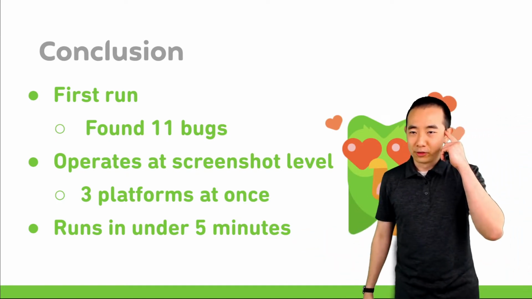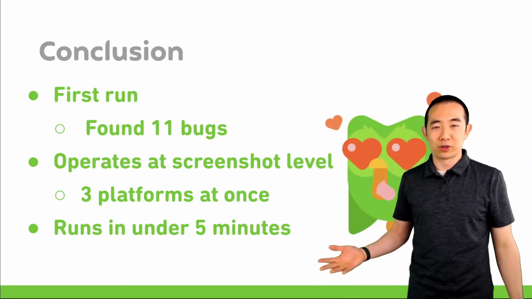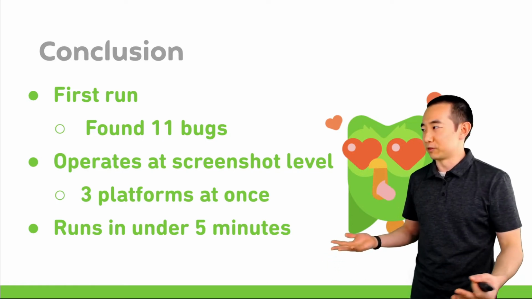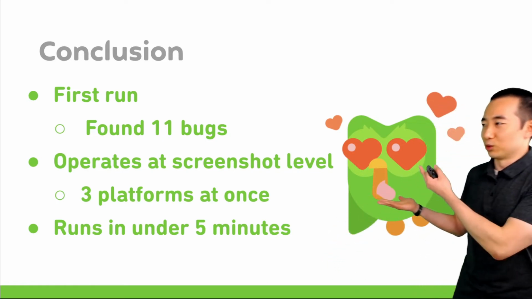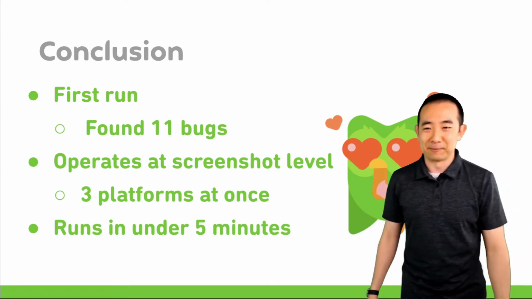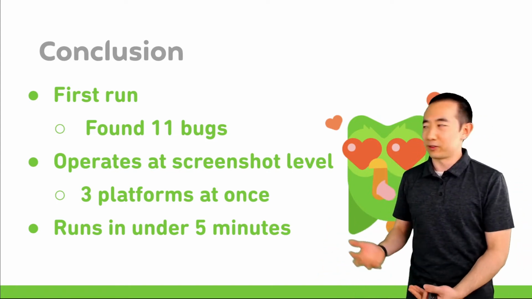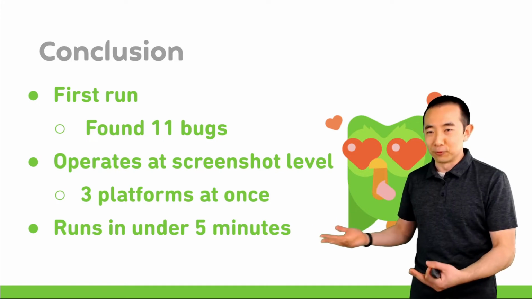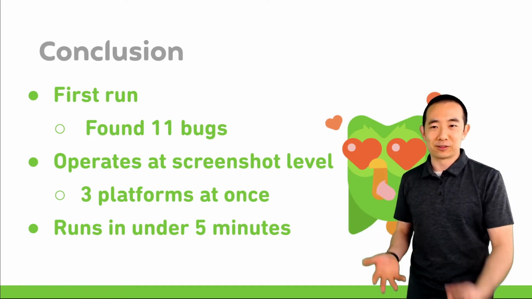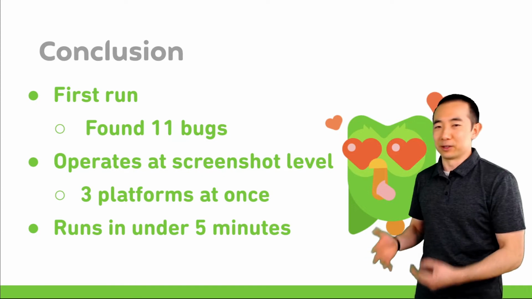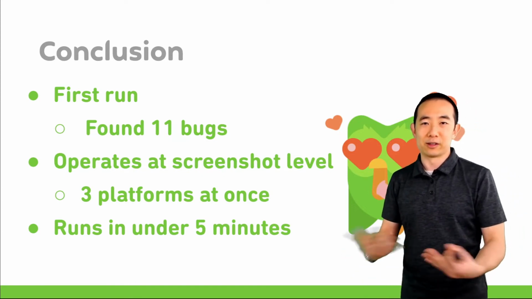In summary of this section, we found 11 bugs when we ran this code on our screenshots for the first time, so this is pretty impressive. Even Duo is happy about that right here. And once we fix these bugs, we don't expect this to happen every week. It's not going to find 11 bugs every week. Hopefully, the incidence of this happening is very rare, but it's good to know that we have this code protecting us for when it does crop up again.